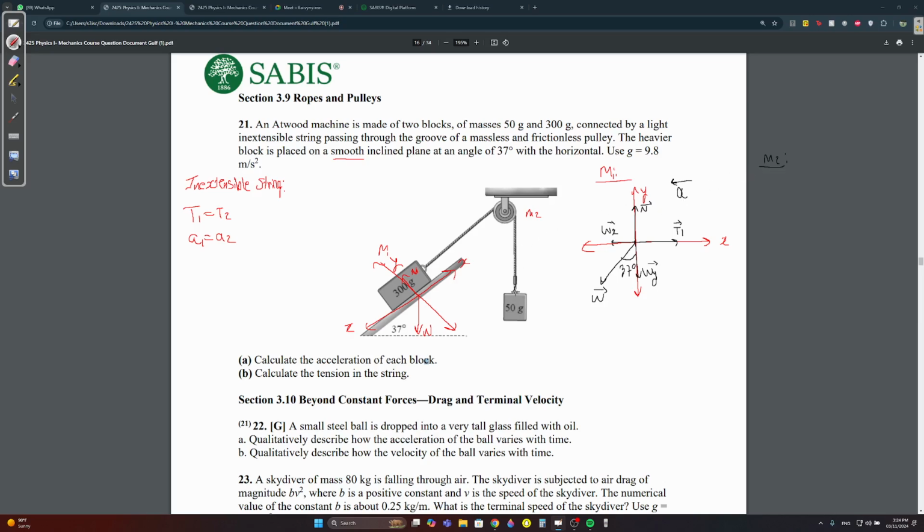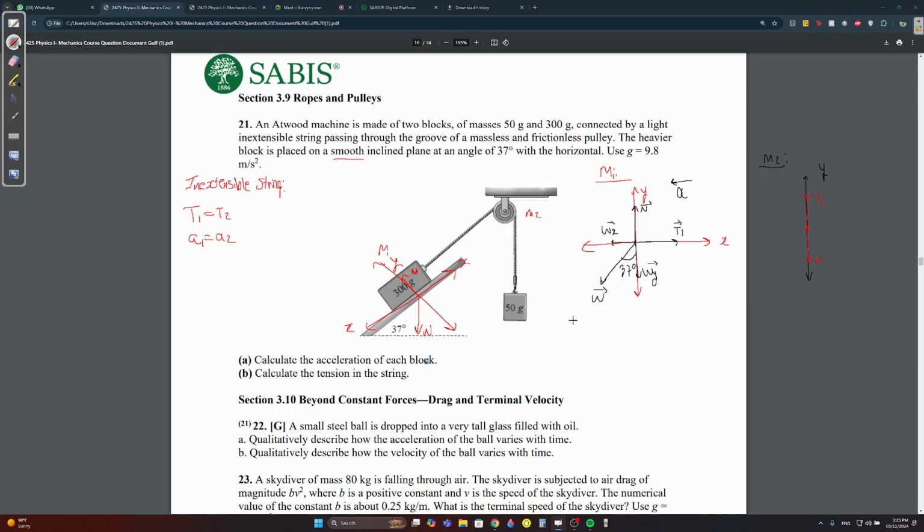For M2, it's very easy. We don't have any horizontal forces, so I can just draw the y-axis like this. There are two forces: the weight going down and the tension pulling it up. There's no normal because it's not attached to a surface, it's pulled by a cable. Let's call this tension T2.